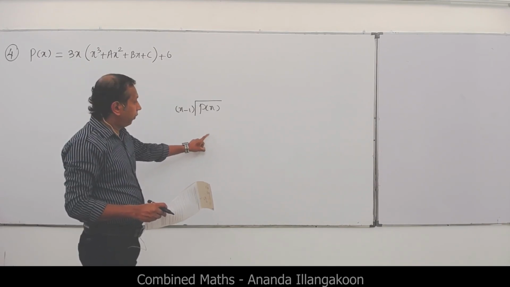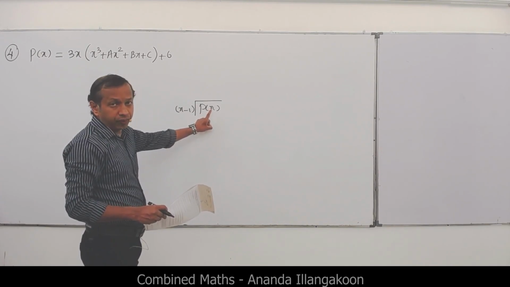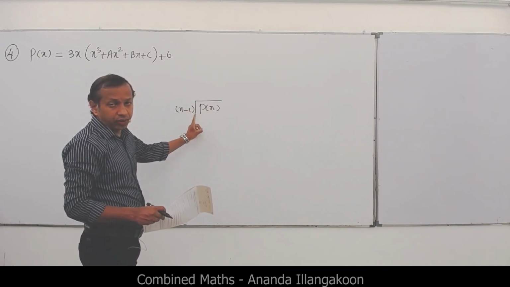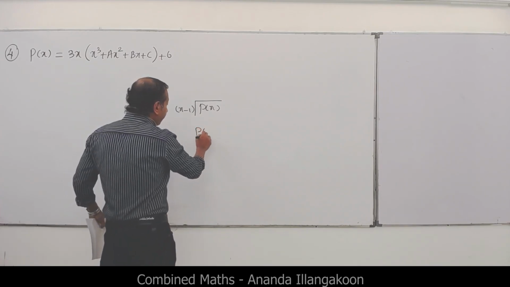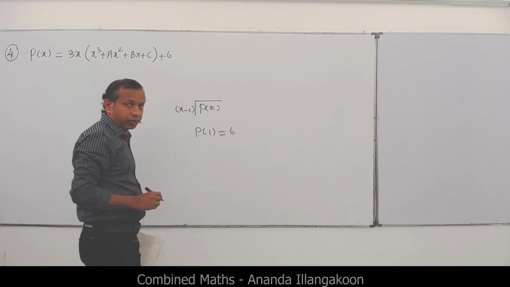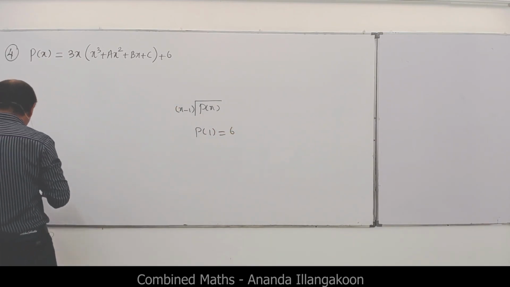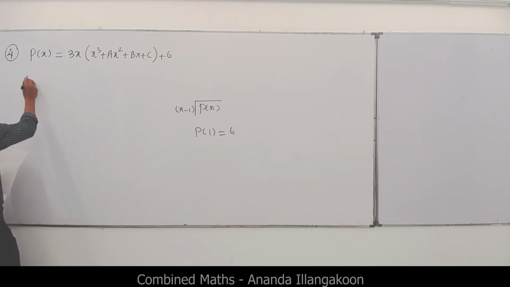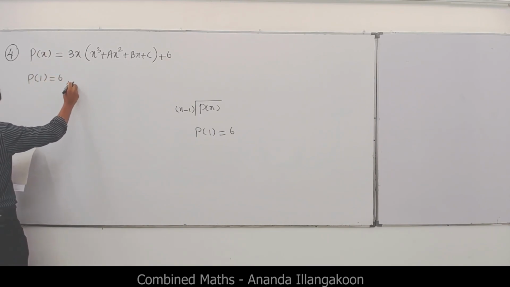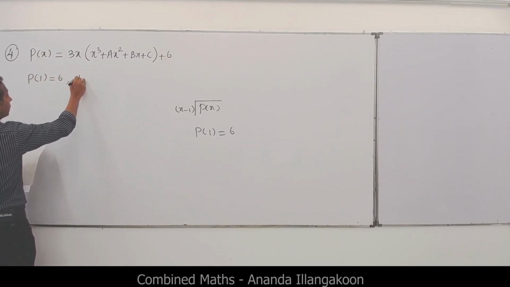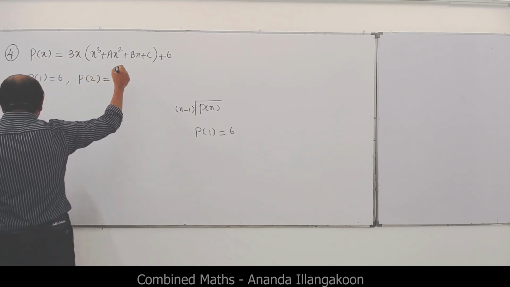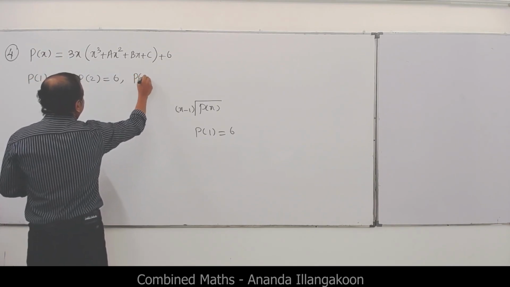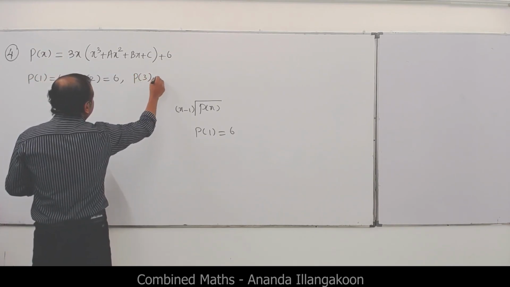Right. Now, according to the remainder theorem, when P(x) is divided by x minus 1, the remainder is given as 6. It means P(1) equals 6. Like that, we can write the 3 relations here. When P(x) is divided by x minus 1, the remainder is 6, therefore P(1) = 6. When P(x) is divided by x minus 2, the remainder is also given as 6. When P(x) is divided by x minus 3, the remainder is again 6, that means P(3) is 6.